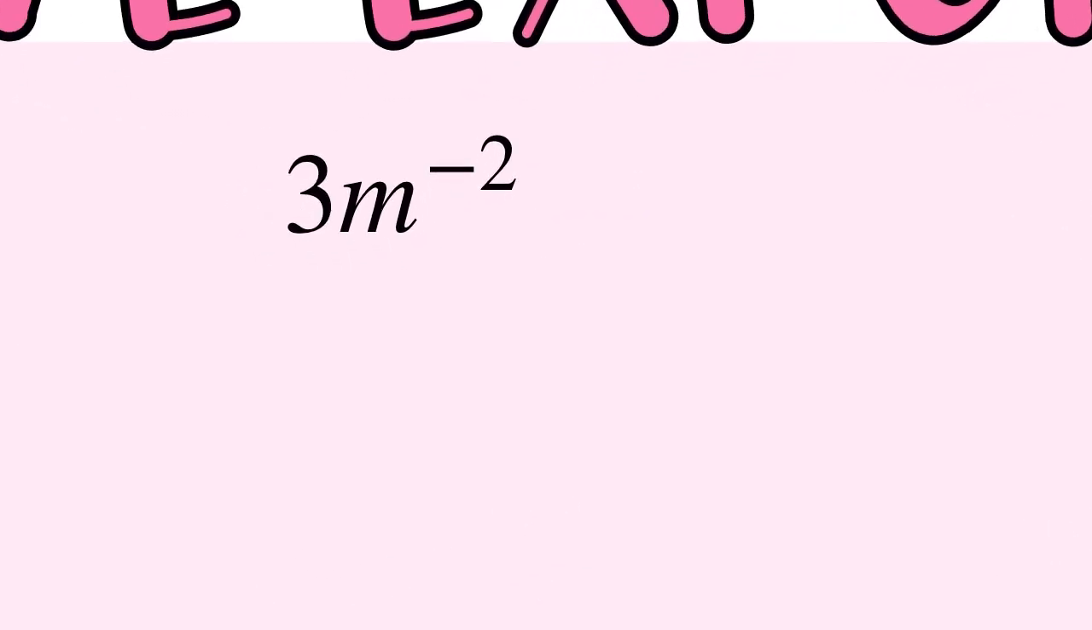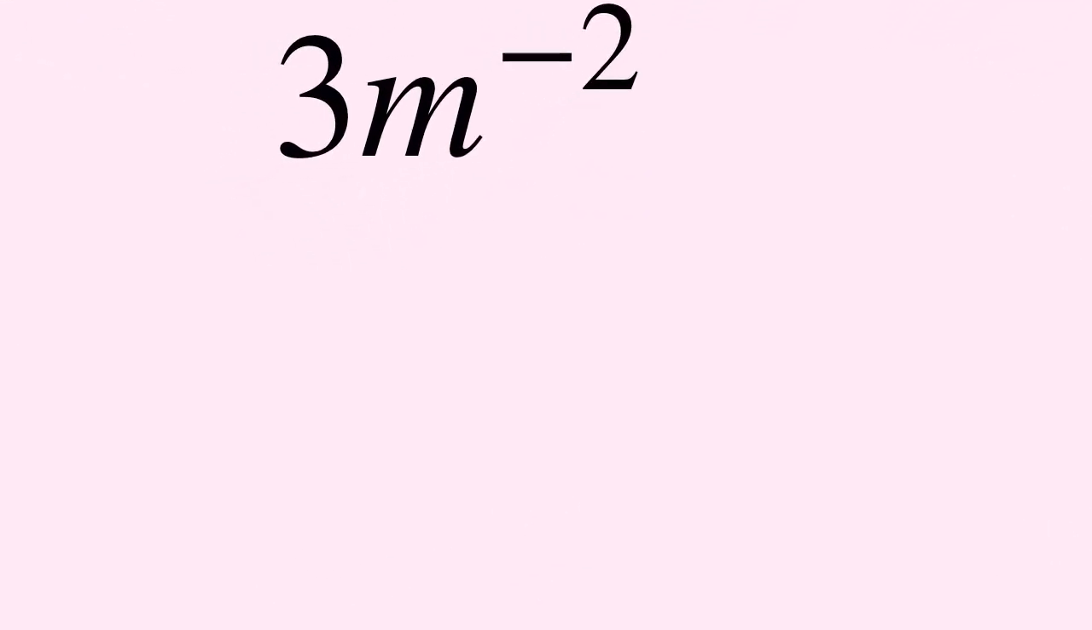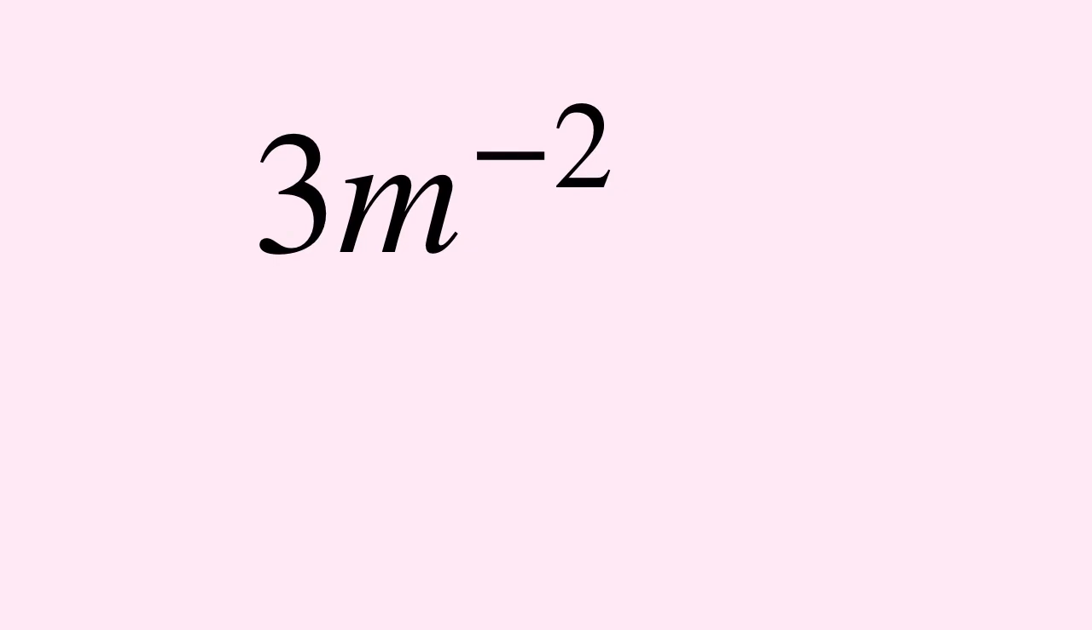The second one, it's a little tricky. So we've got a coefficient in the front here. This negative exponent, it is only attached to that m, that variable m. It is not attached to the 3. The 3 technically does have an exponent. It's got an exponent of positive 1.